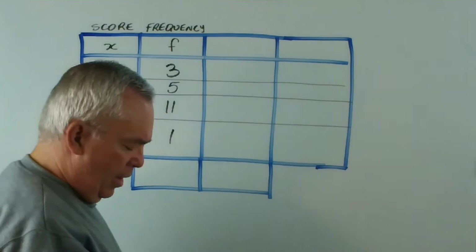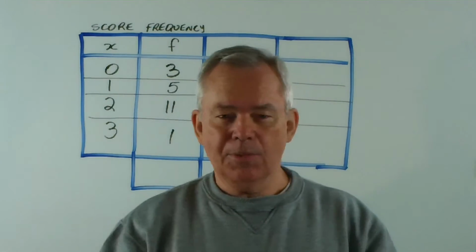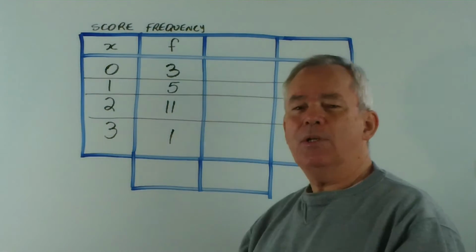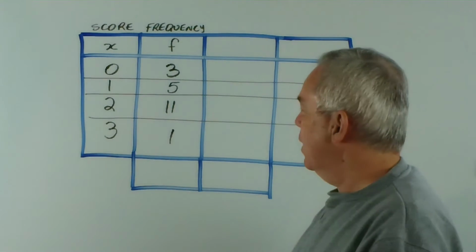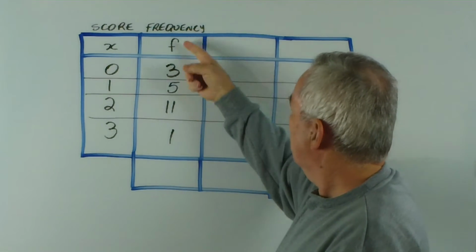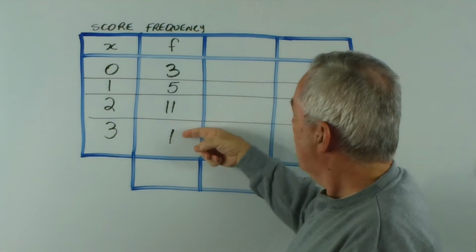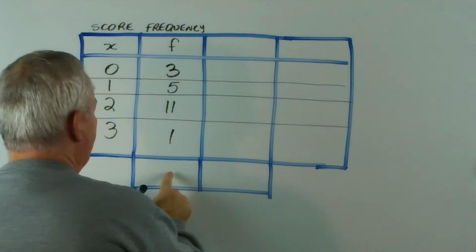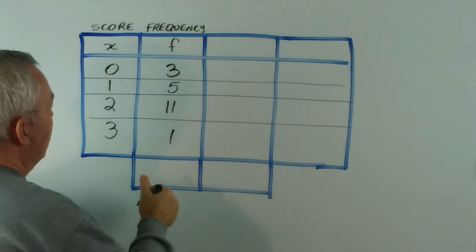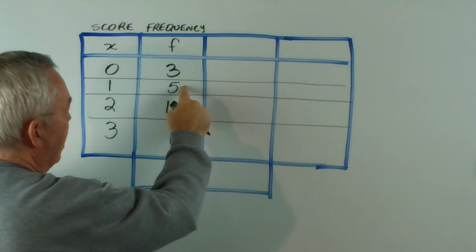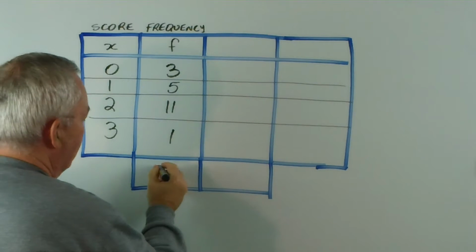The first question we might ask, there are a number of questions we can ask, but the first one we might ask is how many children were there in the class? And to do that, of course, this column is recording the number of children. We would add these up. That's why we have a total at the bottom of the frequency column, and 3 and 5 is 8, 19, 20.